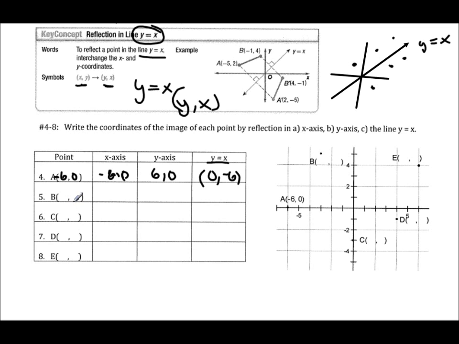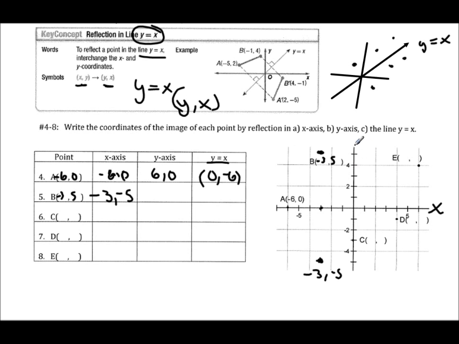Okay, so now let's do that again with point B. Point B is over here, and that's at -3, 5. So if I want to reflect it over the x-axis, remember this is my x-axis, so I have to figure out how far away it is from my x-axis. So it is a total of 1, 2, 3, 4, 5. So that means I have to go down 5. 1, 2, 3, 4, 5. So my reflection over the x-axis was at -3, -5.